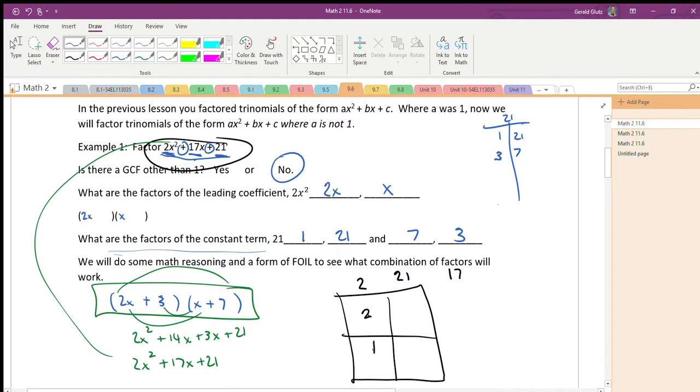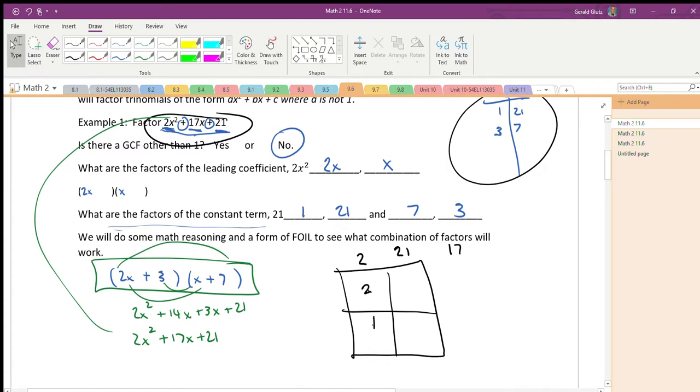Now I need to figure out two numbers that multiply to equal 21. So we made our factor tree up here. So we're going to use those. However, whatever numbers I choose here, I'm going to have to multiply across. And when I multiply across, these two numbers are going to have to add up to 17. So let's say that I tried 3 and 7 right here. So 2 times 3 is 6. 1 times 7 is 7. 6 plus 7 is not 17. So that means these two numbers, the 3 and the 7, are not correct.